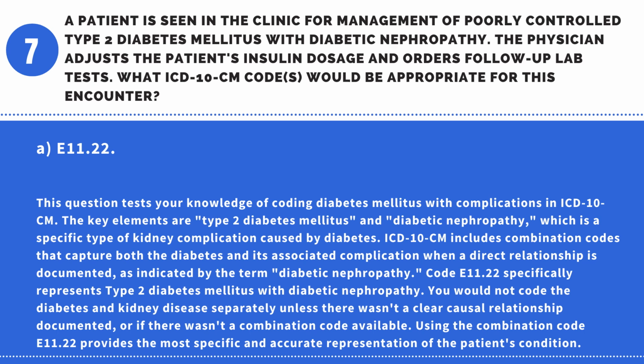Code E11.22 specifically represents type 2 diabetes mellitus with diabetic nephropathy. You would not code the diabetes and kidney disease separately unless there wasn't a clear causal relationship documented, or if there wasn't a combination code available. Using the combination code E11.22 provides the most specific and accurate representation of the patient's condition.